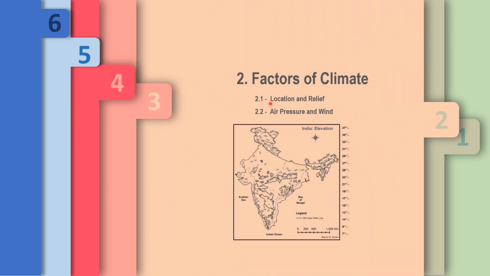In the second heading, I will talk about the factors of climate. What are the factors which are affecting it? There are many factors, maybe 10 or more than 10, but these factors are grouped into two categories. The first category is location and relief, and the second category is area, air pressure and winds.